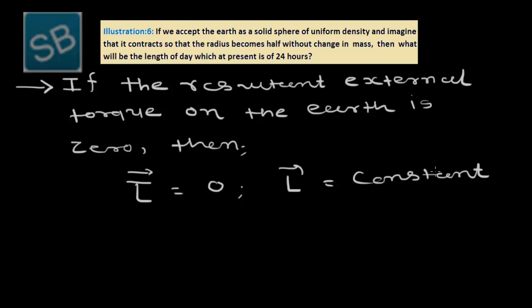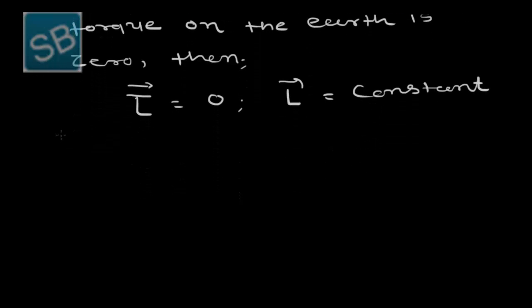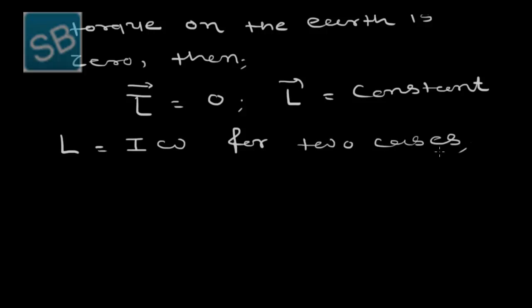And so, if you use the equation which is given in this way, L is equals to I omega, for two different cases, then its right hand side can be determined as I1 omega 1 is equals to I2 omega 2.